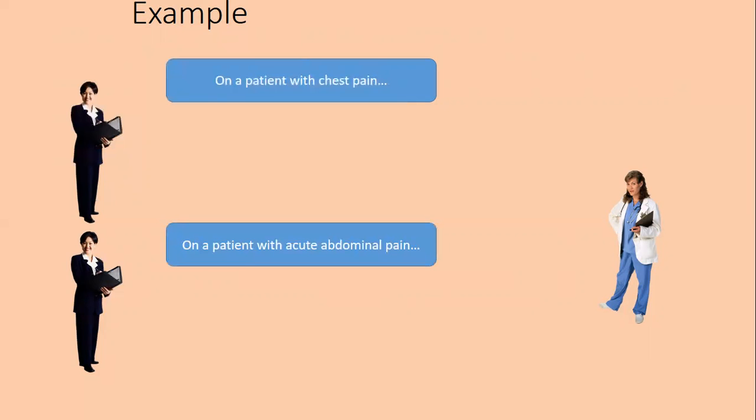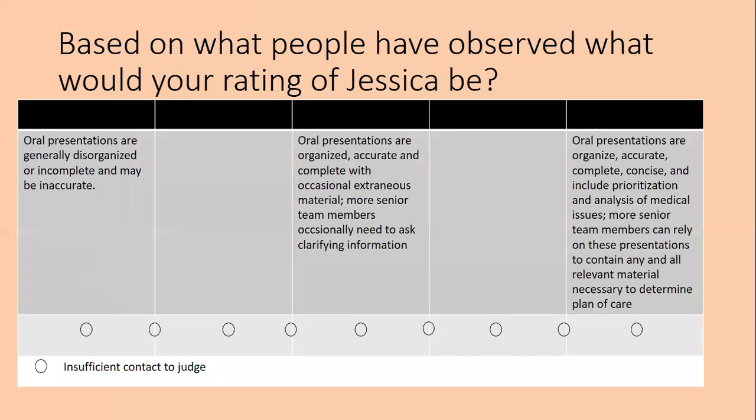On a patient with acute abdominal pain, Jessica struggled to include the important information. Although her presentation was organized, you had to ask several questions to fully understand what was going on with the patient. Jessica needed help figuring out what was going on. Depending on how frequently you observed each presentation style and how complicated the patients were that you observed her on, you may have selected any of these 3 options to rate her on.